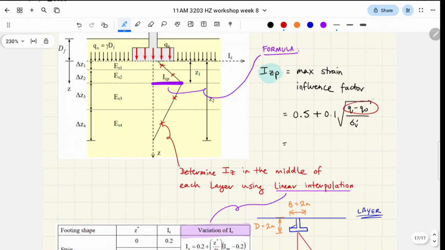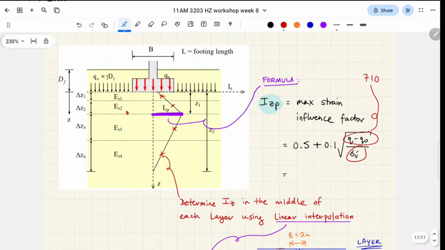We've already calculated this. This is 710, the difference between our footing pressure and our soil surcharge. Next, this is the vertical stress at this point. This far beneath the ground, we want to calculate the effective vertical stress and plug that in.